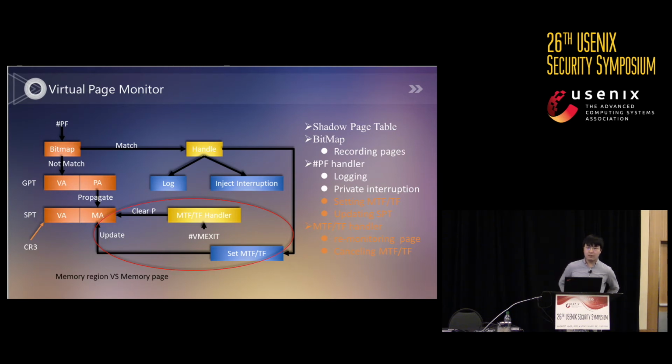Because of the MTF or TF, a VM exit will be triggered after executing one instruction in the guest OS. And then the handler of MTF or TF in the hypervisor has a chance to clear the P flag, and the page will be monitored once again. Finally, it disables the MTF or TF to cancel the single-stepping operation.